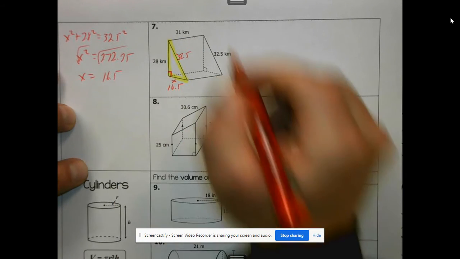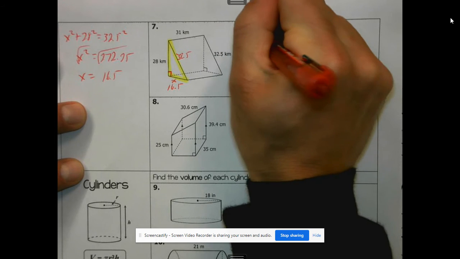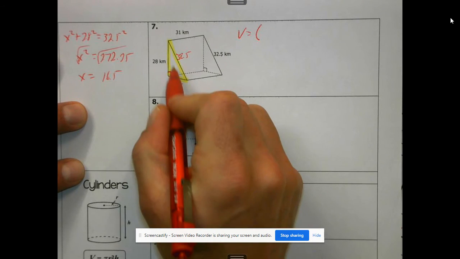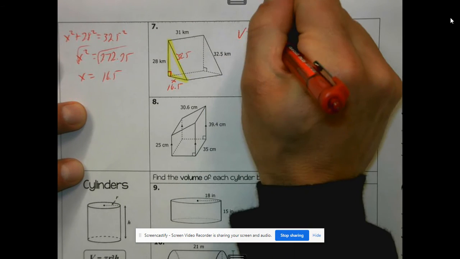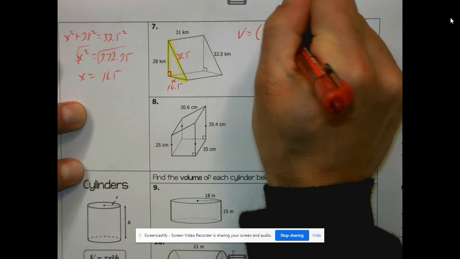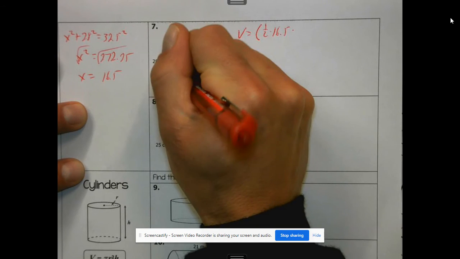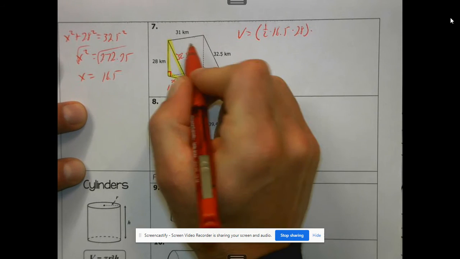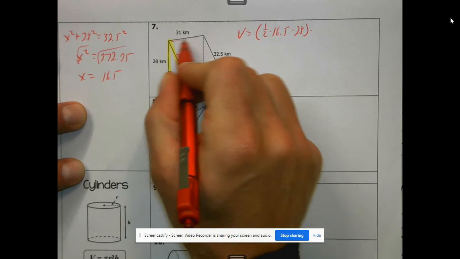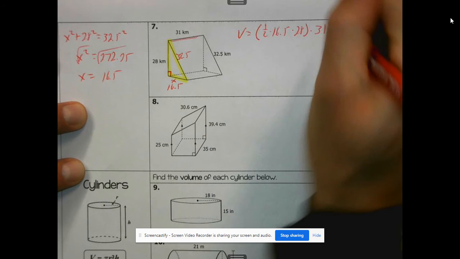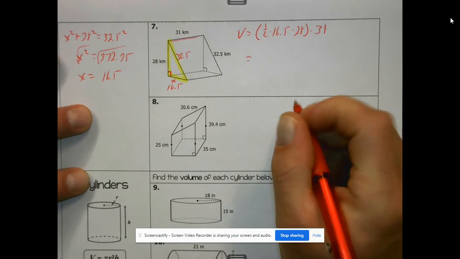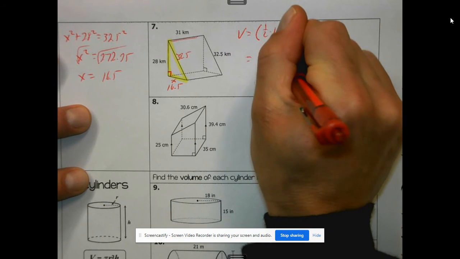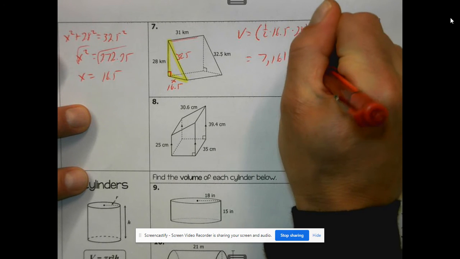Now we've got all the pieces. So volume, area of base, it's this triangle right here, 1/2 times 16.5 times the height of the base, 28, and then multiply that by how wide or how tall your prism is. In this case, it is 31 kilometers tall. Type it all in, 7,161 cubic kilometers.